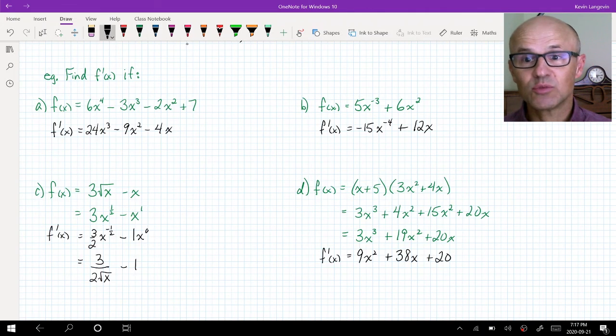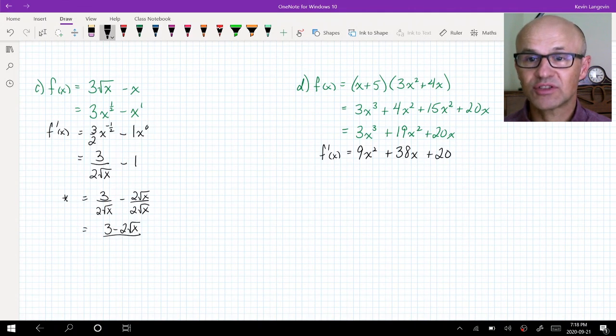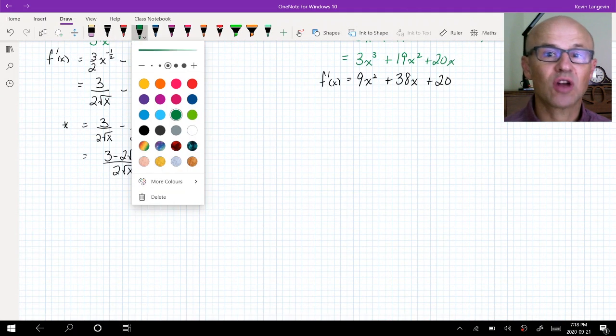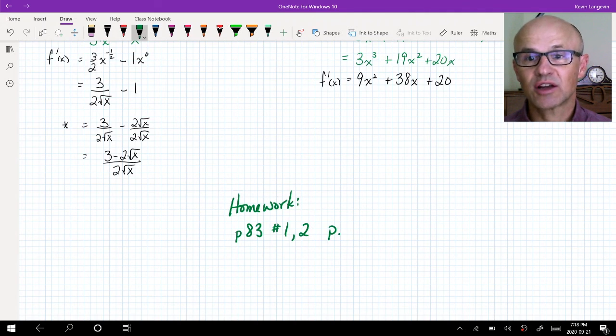I know this moved fairly quickly. I would ask you to perhaps go back, review it again, just follow how every single time the power is dropping down, and then after the power drops down, it gets multiplied by the constant, and then we subtract 1 from the power.